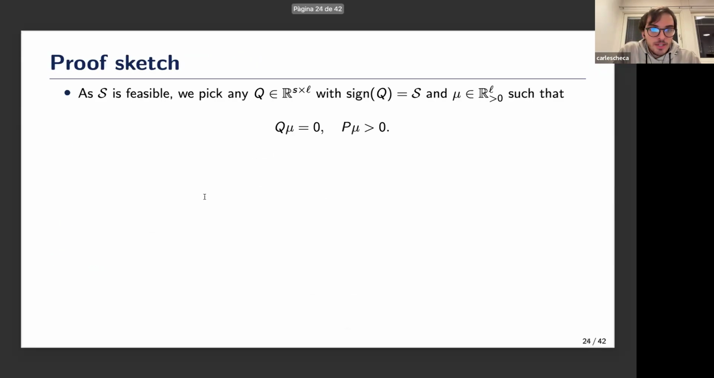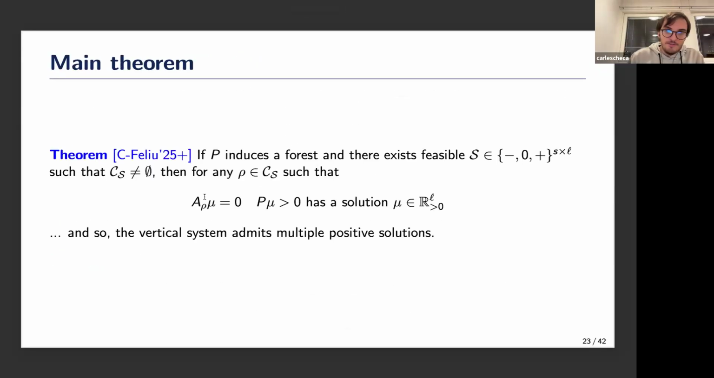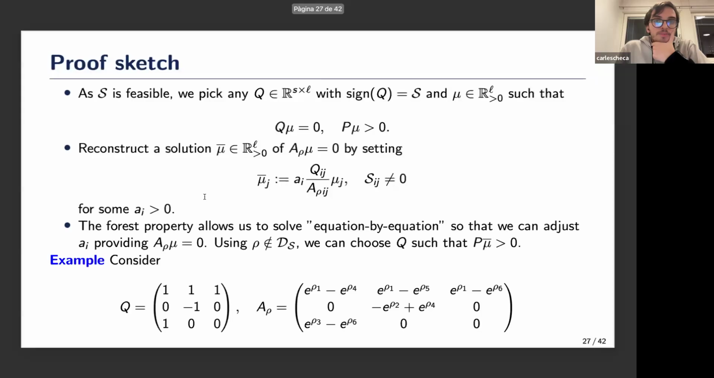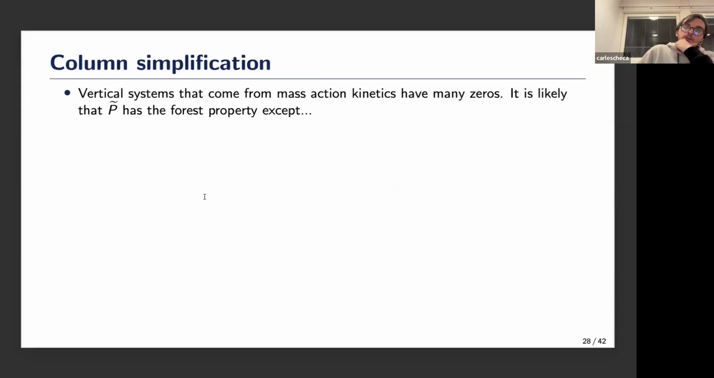So these were already conditions in this theorem which characterize fully when the vertical system admits multiple positive solutions under the assumption that P induces a forest, which, as I was saying, imposes high sparsity on the matrix P. And this might not hold, right?